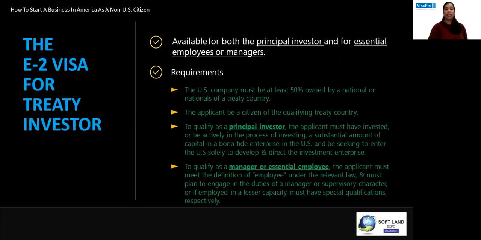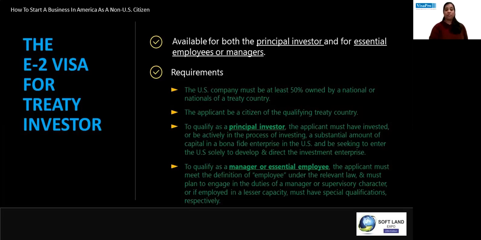To qualify for the E2 classification, the U.S. company must be at least 50% owned by national or nationals of a treaty country. If the U.S. company is owned by another entity, then that entity must have the requisite treaty country ownership. The applicant must be a citizen of the qualifying treaty country, and to qualify as a principal investor, the applicant must have invested in or be actively in the process of investing a substantial amount of capital in a bona fide enterprise in the U.S. and be seeking to enter the country solely to develop and direct the investment enterprise.